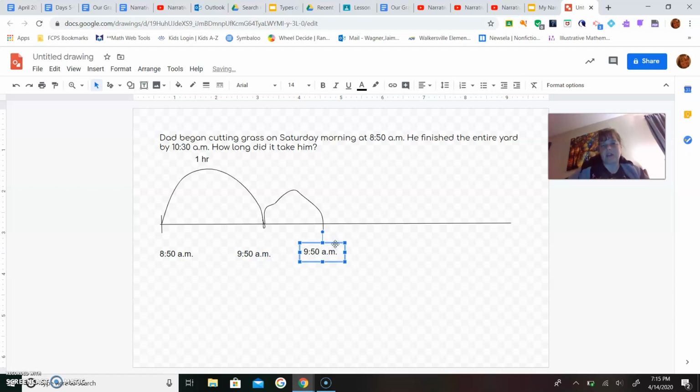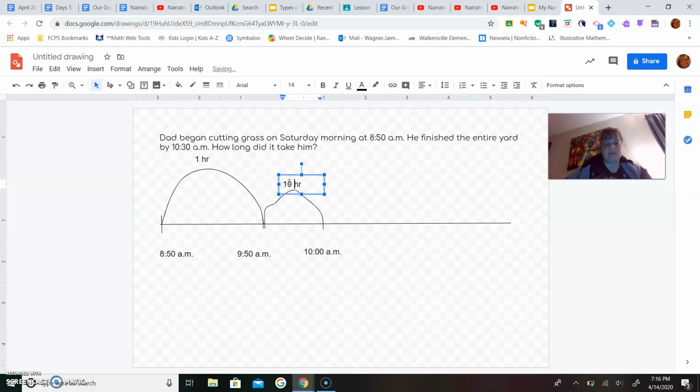just to confirm that I'm right: 9:50, 9:51, 9:52, 9:53, 9:54, 9:55, 9:56, 9:57, 9:58, 9:59, 10 o'clock, because we know there's 60 minutes in an hour. So now I'm at 10 o'clock. I'm going to take this 9:50 out, and now I'm at 10 o'clock. I'm going to make this time a little bit bigger. Then I'm going to copy this and bring it over here. It's not a 1 hour jump, it is a 10-minute jump. So now I'm at 10 minutes.